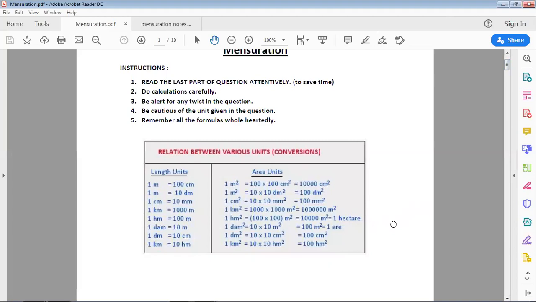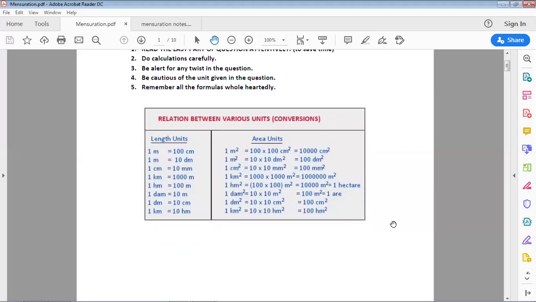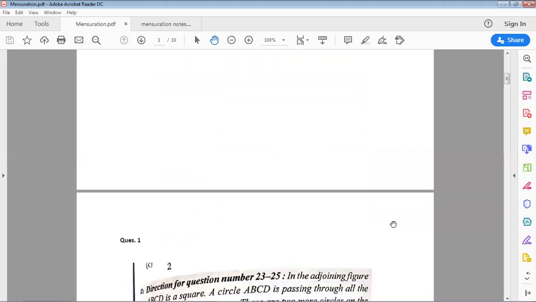Okay, so these were all the instructions for doing a mensuration question, and you will only get one mensuration question in your exam. So be careful with it. I'll proceed now with the questions, or type of questions, that you will get in the exam.